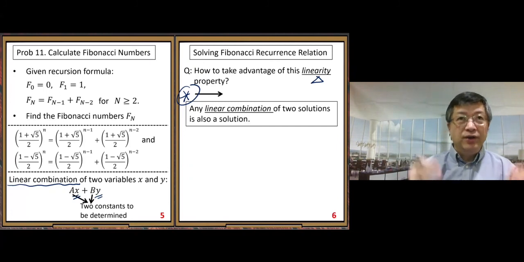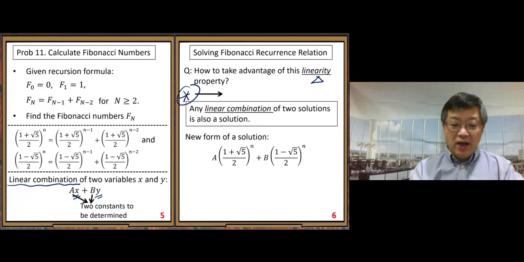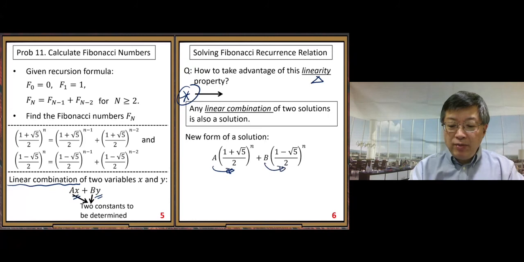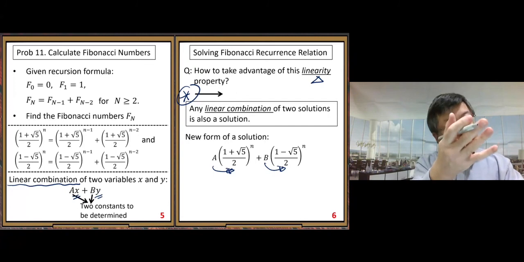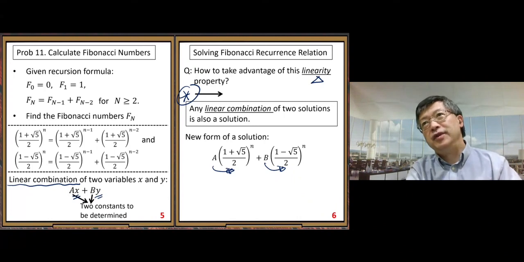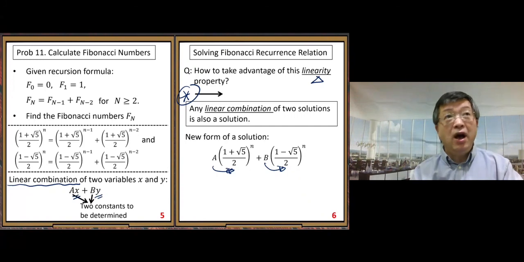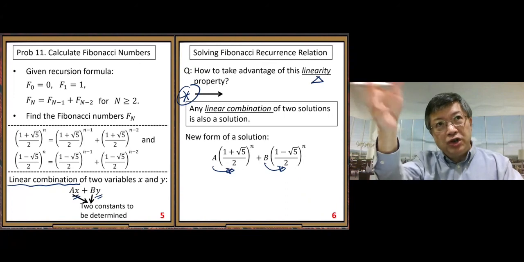Here we enjoy this property, so we can get a new form of solution. What is the new form of solution? A linear combination of two old solutions: capital A times the first solution plus capital B times the second special solution. What are the A and B values? They are determined by the initial condition. Here you can connect to your discrete math procedure for solving the problem.